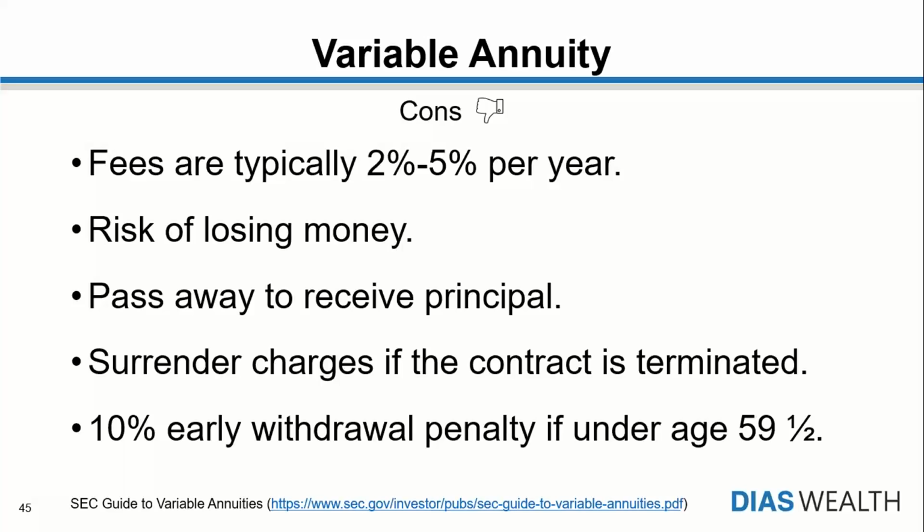The cons: fees are typically 2 to 5% a year. You have the risk of losing money, pass away to receive the principal, surrender charges, 10% early withdrawal penalty if under age 59 and a half on a non-qualified variable annuity.